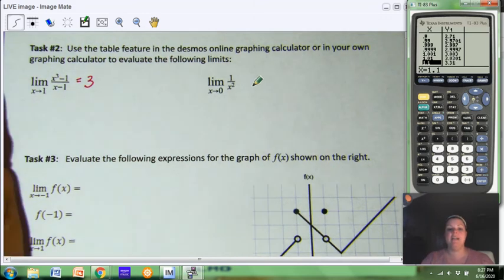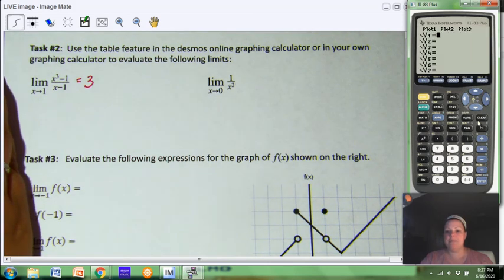Now, for this one over here, we've got the limit as x approaches 0 of 1 over x squared. So I'm going to go back into here. I'm going to do 1 divided by x squared.